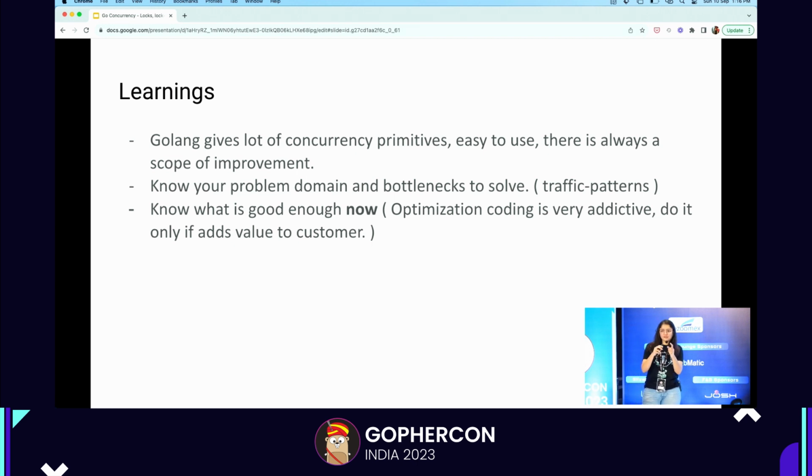When you start looking at those pprof charts, you see, okay, this is going wrong. You run the benchmarks again and again, but you need to know when to stop, only until it adds value to your customer or reduces your costs. And you need to know your problem domain. Here you saw that a lot of decisions were made because we knew that our read load is heavy versus write load. These kinds of things give you a very good idea about the bottlenecks as well. We understood that, since there is a logical separation between data, we don't really need a common log. So understanding these traffic patterns with your data also helps you a lot in making decisions on what pattern to use.